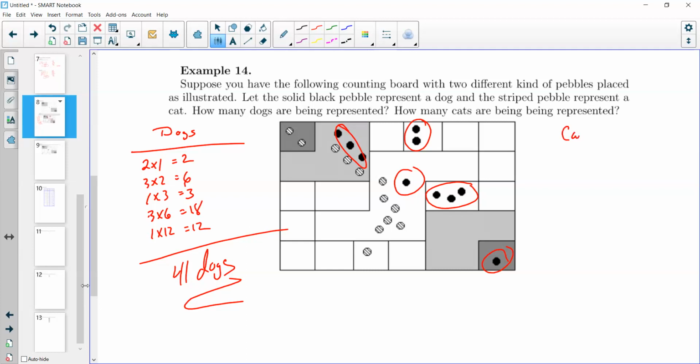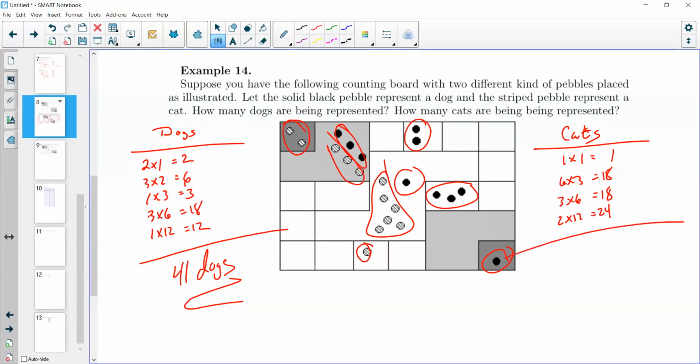So now let's do the cats. Okay, here's 1 times 1, which is 1. Don't have any in my 2 spots, so here's 6 times 3, which is 18. I have 3 in my 6 spot, so that's 3 times 6, which is also 18. I have 2 in my 12, so 2 times 12 is 24. And I have 61 cats.